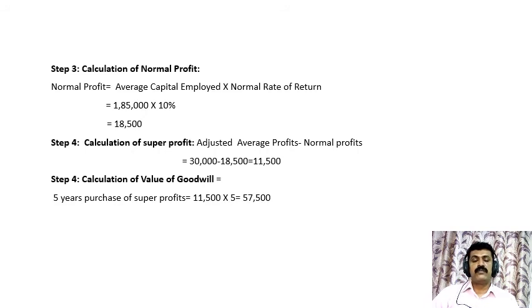And finally, we can compute the value of goodwill, and the formula for that is super profits into number of years purchase. It is given that 5 years purchase of super profits, therefore 11,500 into 5, that comes to 57,500. It is the value of goodwill.